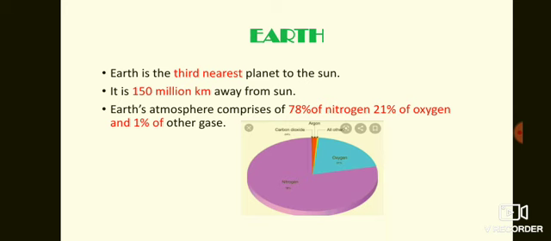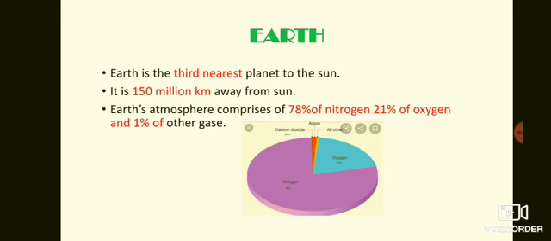Now let's talk about the Earth, our own planet. I have given a little information here regarding the Earth, and in my upcoming video I'll be giving much more information. Earth is the third nearest planet to the Sun, as we all know. As I mentioned earlier, the distance between the Earth and the Sun is 150 million kilometers.